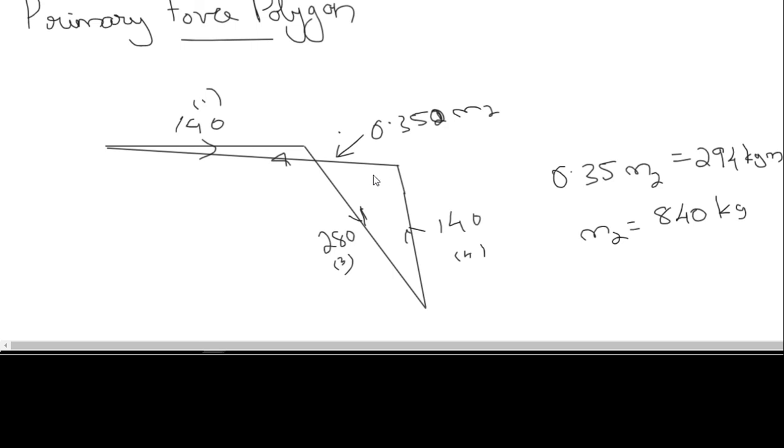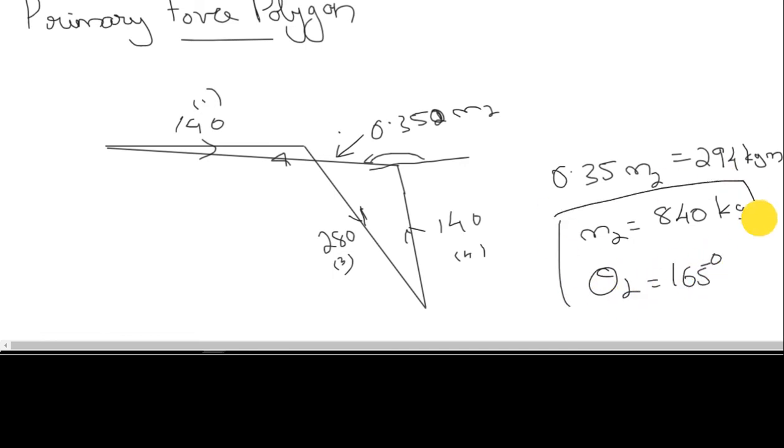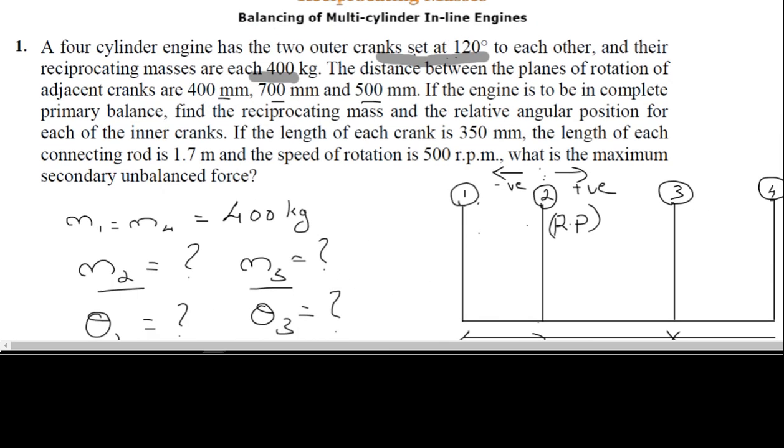if you take a horizontal line here and take an angle, you will get an angle, that is theta 2, equal to 165 degree. So we have completed the first part of the question, that is to find angular position of each of the inner cranks and the reciprocating masses. So this is found out.